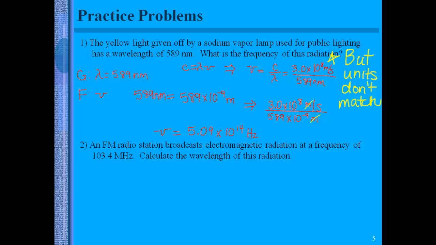We can do the same thing if we know frequency and we're looking for wavelength. So we know the frequency. However, in this problem, our frequency is in megahertz. We don't want megahertz, we want just regular hertz. So we need to convert to hertz, which will be times 10 to the 6th. Solve our equation for wavelength, plug our numbers in, use our calculator, and we can determine that this frequency has a 2.901 meter wavelength. So really just simple algebra here, if you know your formula.